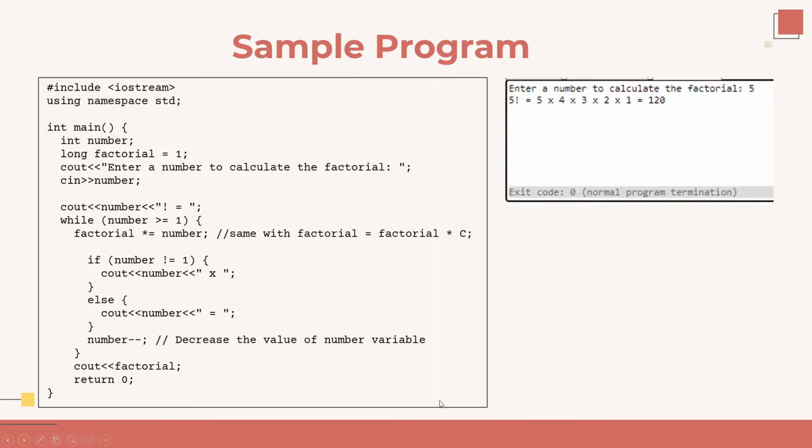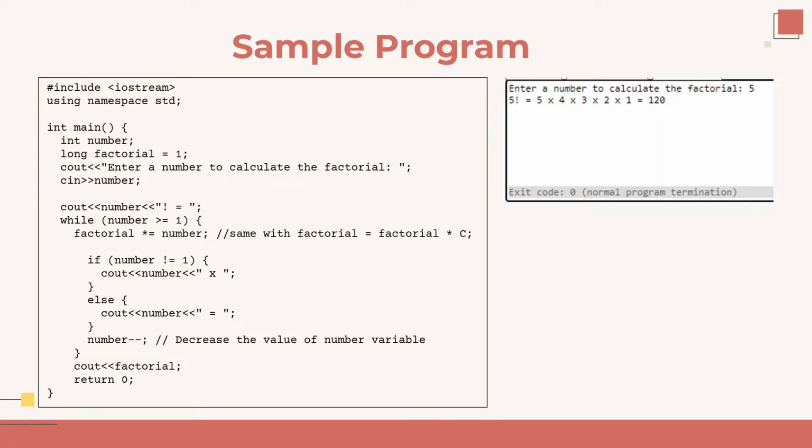This is the sample program to use the while looping structure. In this program, we want to calculate the factorial of the number that is inserted by the user. First, we initialize the variables number and factorial. Factorial is 1. And then cout "Enter a number to calculate the factorial", and then cin number, so the user can insert a number. And then cout number, factorial sign, and then equal sign.